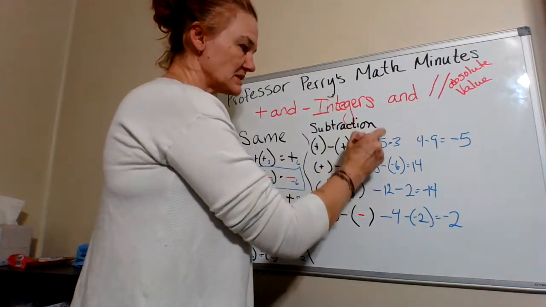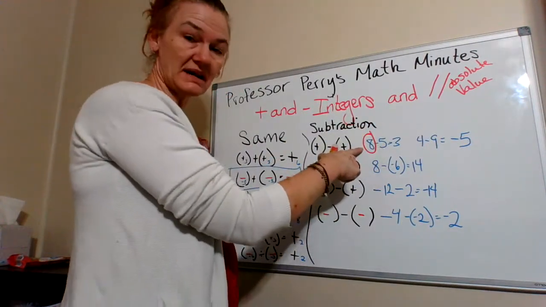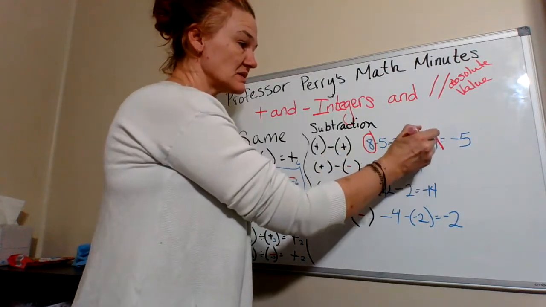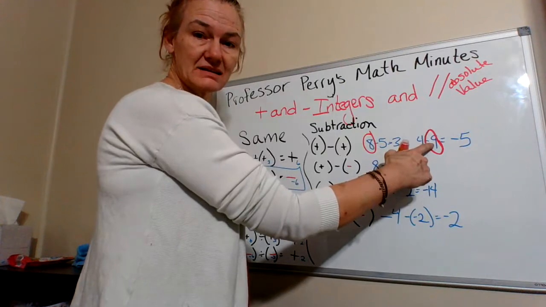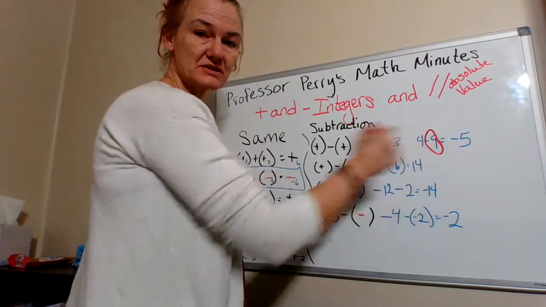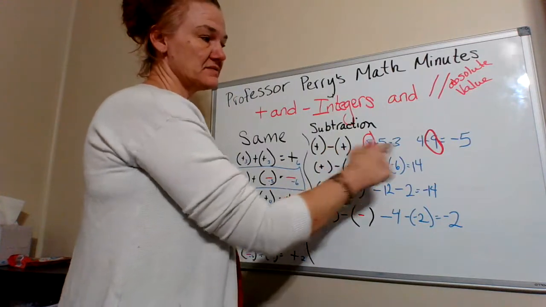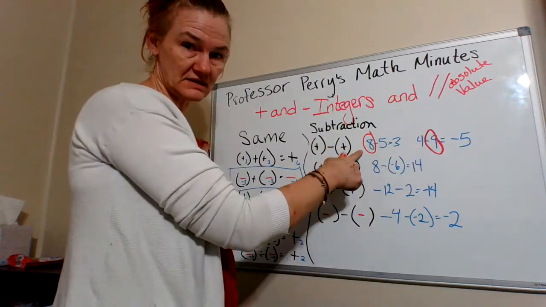So in this one, your 8 is the biggest number. 8 is positive, so your answer is positive. On this one, your biggest number is the 9. 9 is negative, so your answer is going to be negative. So you still subtract them, you just have to figure out if it's going to be positive or negative.